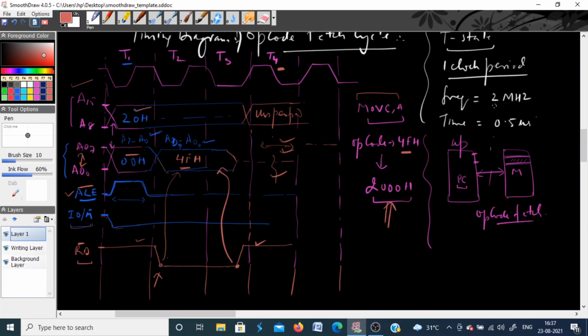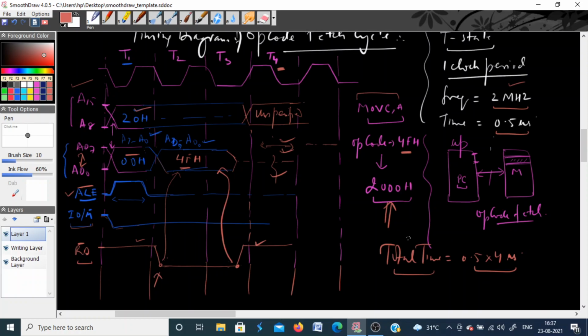Suppose the clock frequency is 2 megahertz, the clock period is 0.5 microseconds. How many clock periods are required to execute this opcode fetch cycle? You need 4 clock cycles. So what will be the total time? It is nothing but 0.5 into 4 microseconds. This is how you calculate the time required for the execution of an instruction.